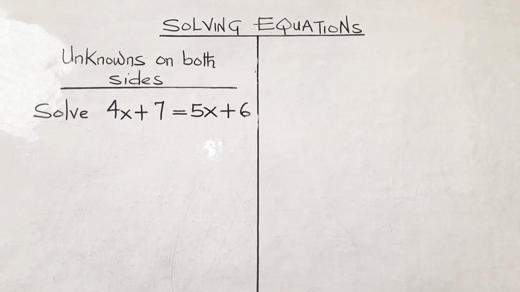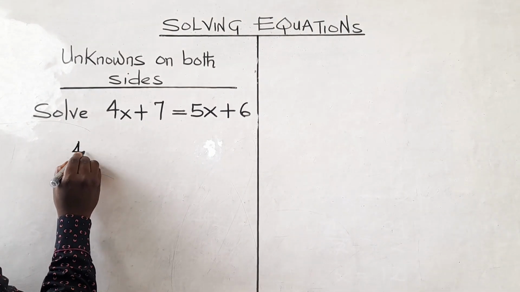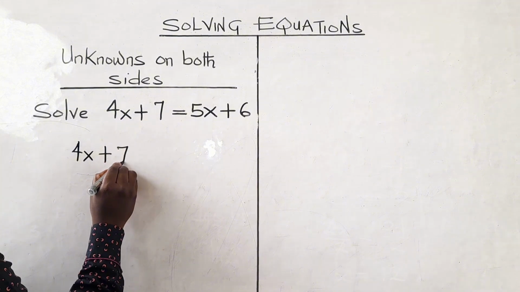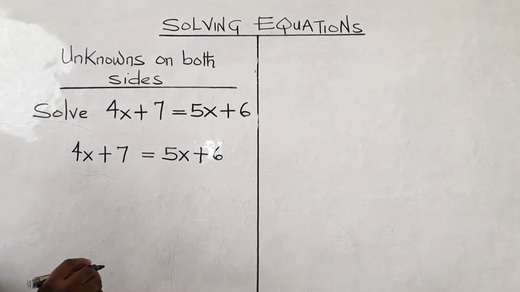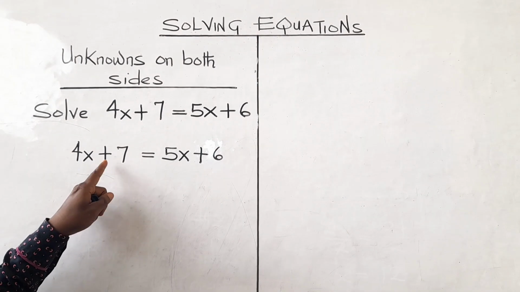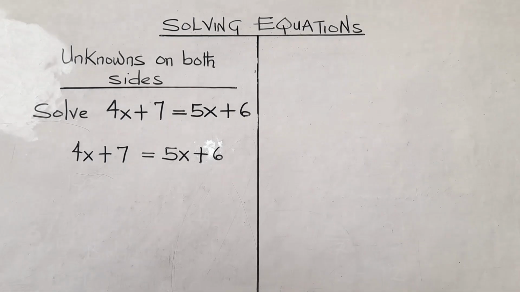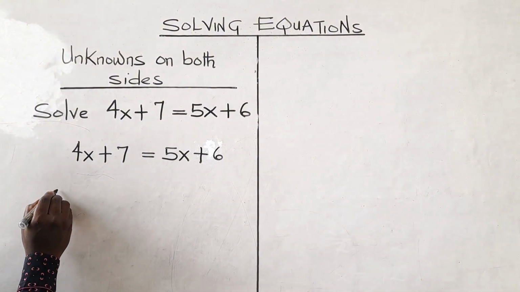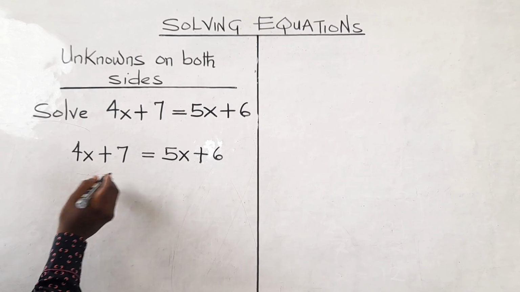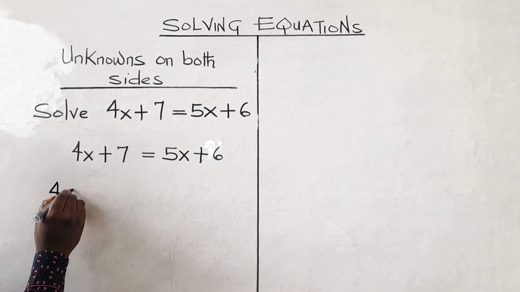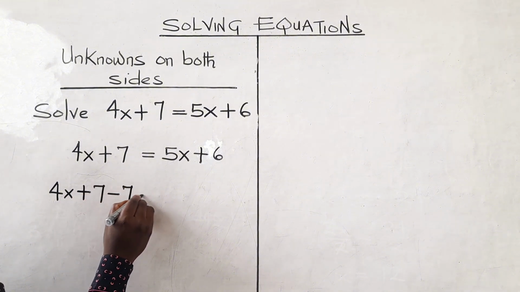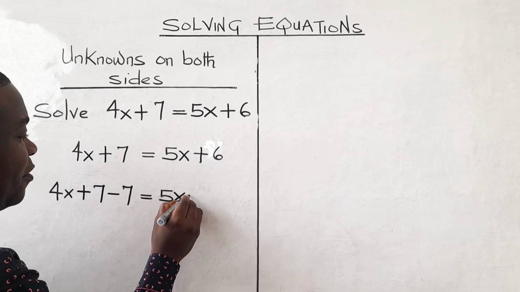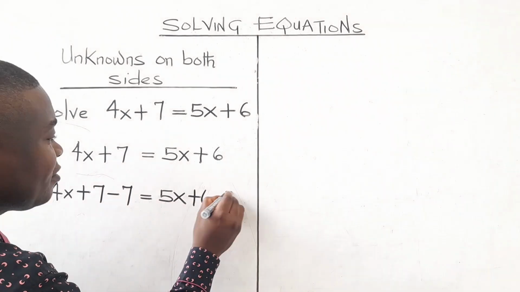Okay, this is what we do. We have 4x plus 7 equal to 5x plus 6. The first thing we're to do, let's get the additive inverse of 7 to be minus 7. So we can go and use minus 7. We say 4x plus 7 minus 7 equal to 5x plus 6 minus 7.